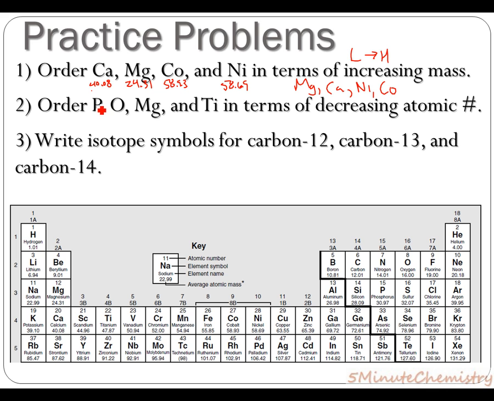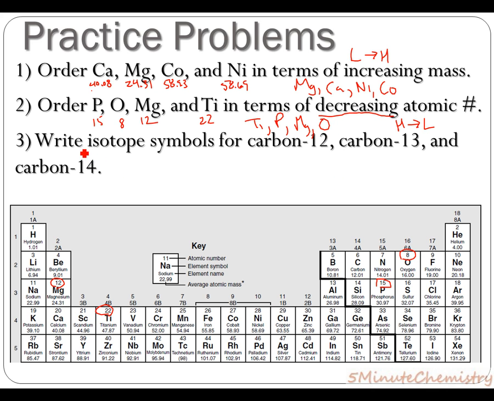Problem 2, we're going to order phosphorus, oxygen, magnesium, and titanium in terms of decreasing atomic number. Decreasing means we're going to go from high to low. So we'll see here phosphorus has an atomic number of 15. Oxygen has 8. Magnesium is 12. And titanium, 22. So we want these from high to low. We're going to start with titanium as our high, and then phosphorus, followed by magnesium, and finishing here with oxygen.